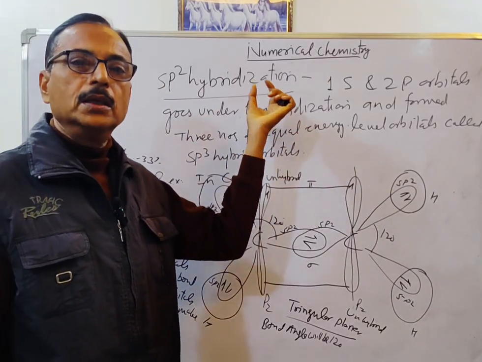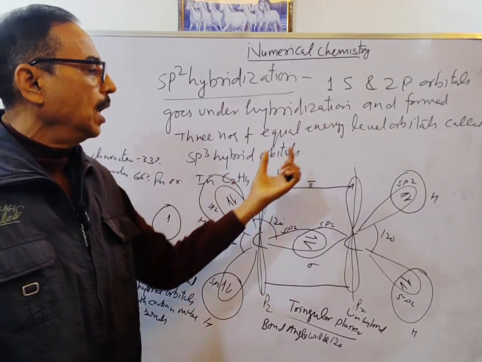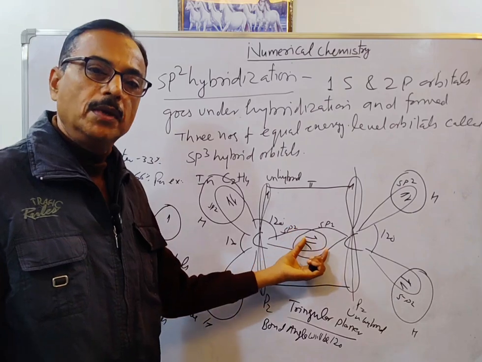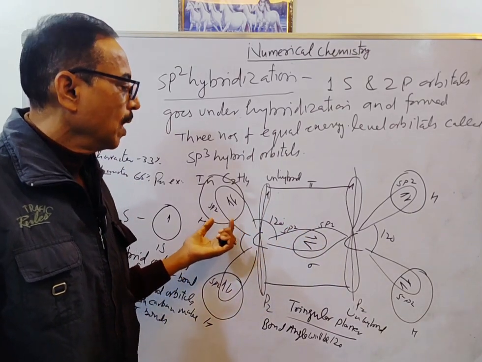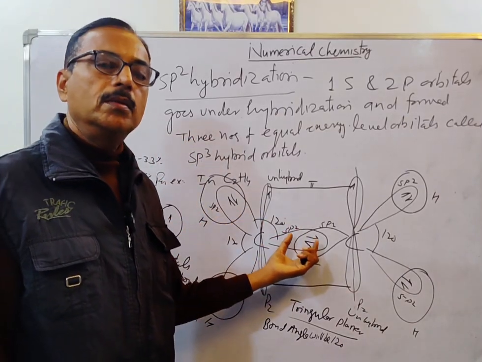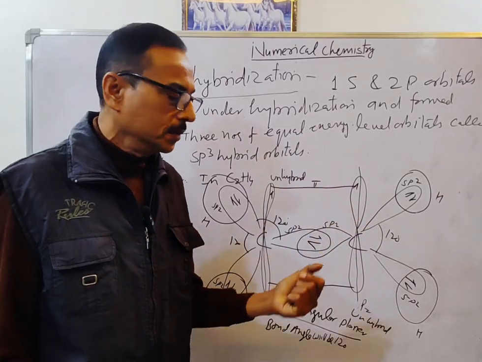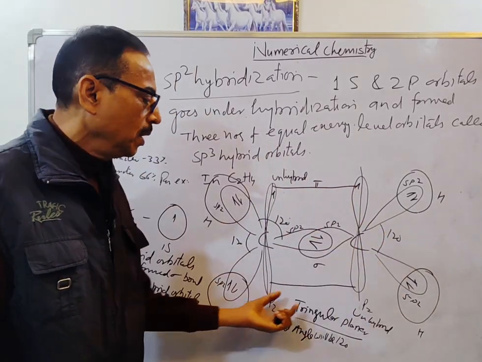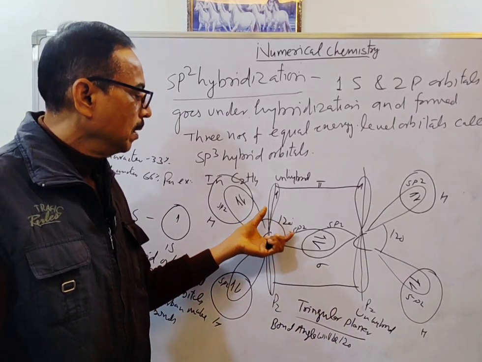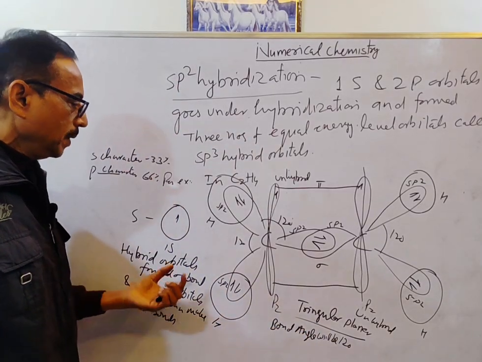In sp2 hybridization, 1s and 2p orbitals of different energy levels undergo hybridization and form sp2 orbitals, the same number of orbitals with the same energy, and form such type of bonds. Hybrid orbitals form sigma bonds, unhybrid orbitals form pi bonds. The shape of sp2 hybrid is triangular planar. The bond angle between the hybrid orbitals is 120. S character 33%.